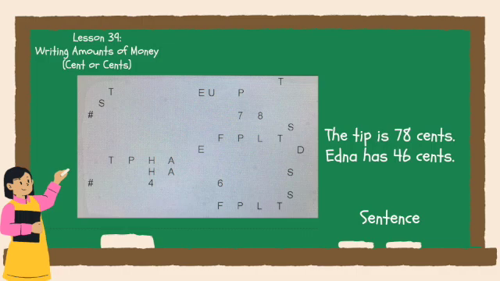How about Edna has 46 cents? Were you able to write this correctly? So you write first simultaneously 4, 6 using your left index finger and right index finger, then final S. 4, 6 and then cents. Okay, so that's it. Did you get the correct answer? For sure you got the correct answer.